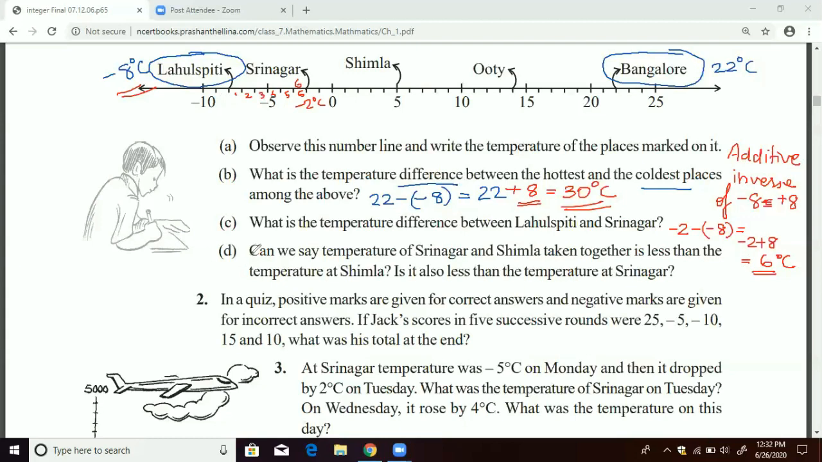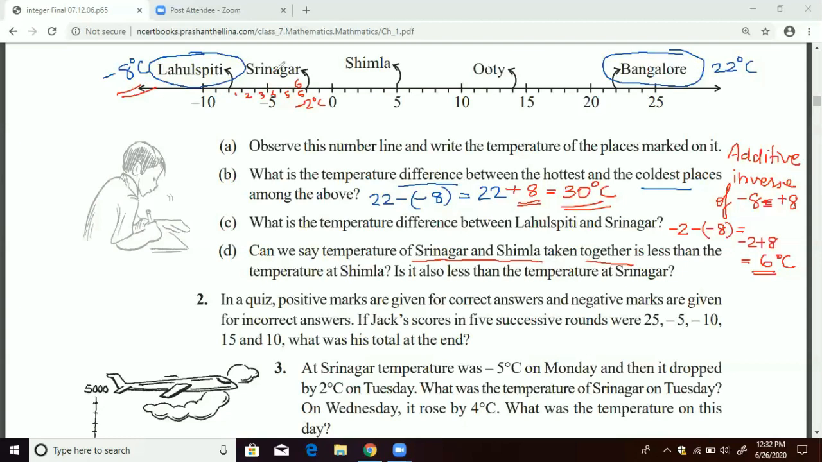Can we say the temperature of Srinagar and Shimla taken together is less than the temperature at Shimla? Is it also less than the temperature at Srinagar? Listen to the question once again. Let's take the first sentence. We are taking the temperature of Srinagar and Shimla together.